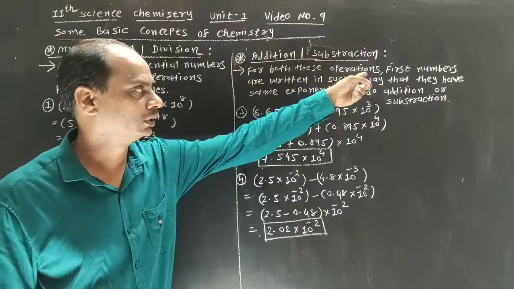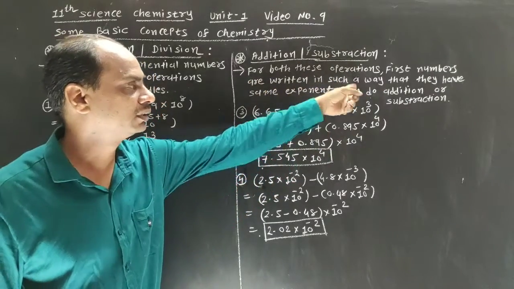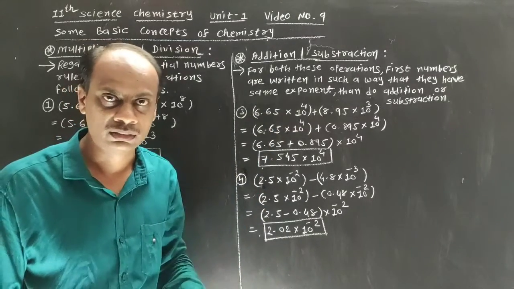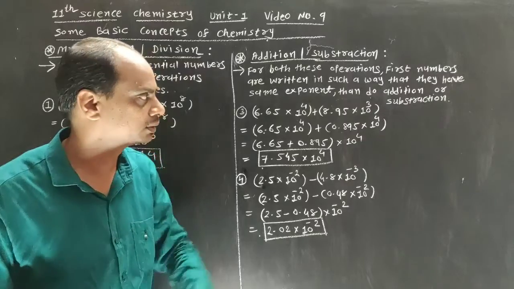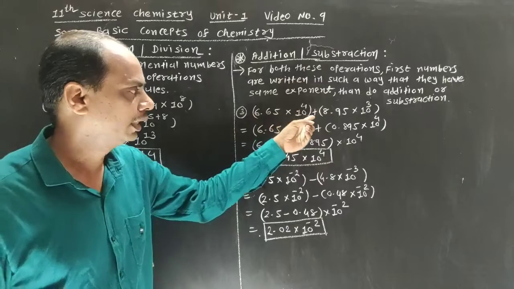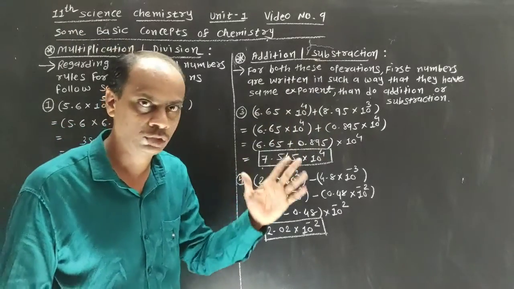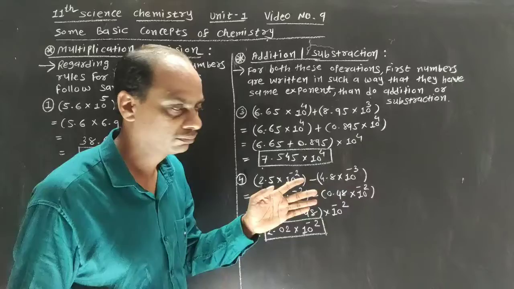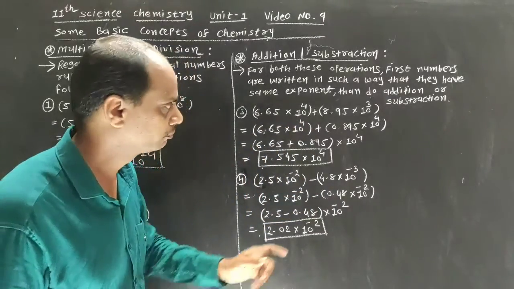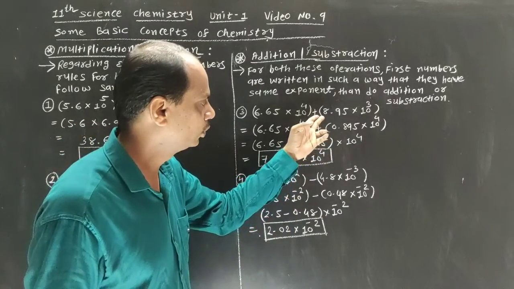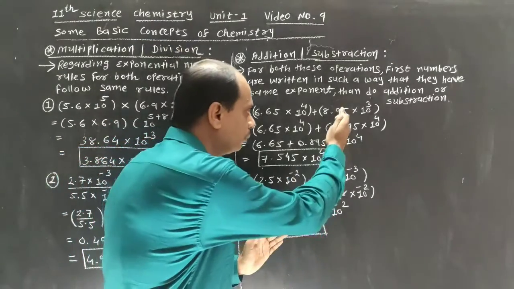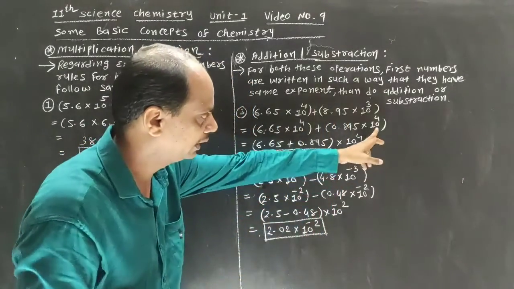For both of these operations, first the numbers are written in such a way that they have the same exponent. Means the power of 10 has to be converted to the same number. Then and only then can we do addition or subtraction. Here, addition. Two brackets are given to us with different powers. I am not going to make any change in bracket number 1, while for bracket number 2, I am going to convert it into 0.895. That means I am going to move from right to left, which will increase the power by one.